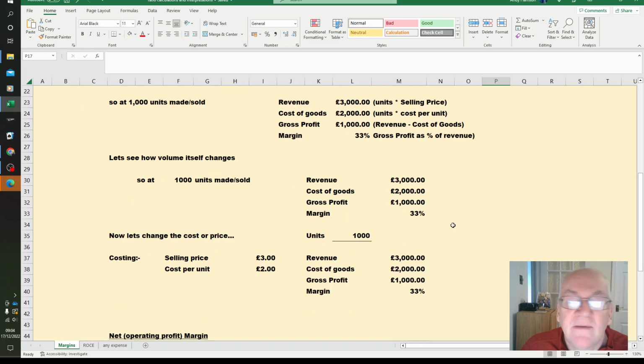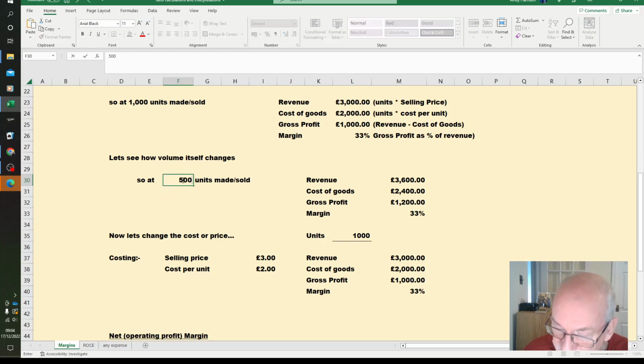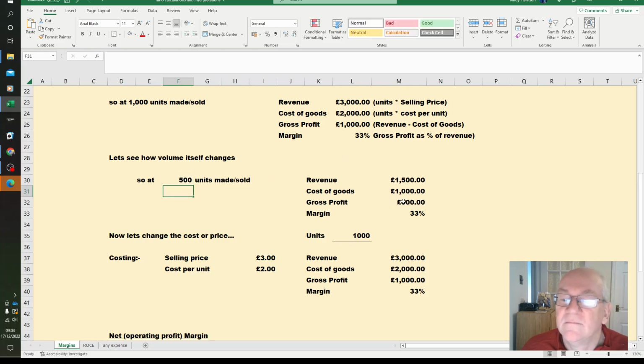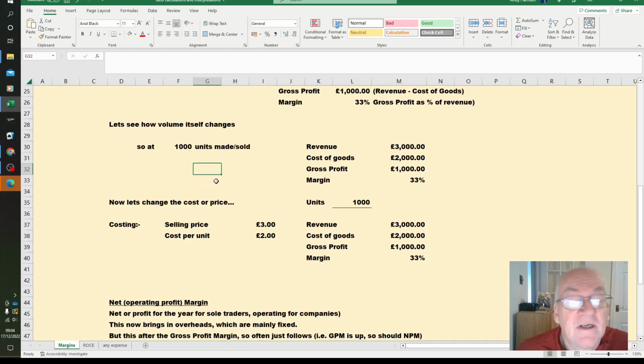So let's see if the volume changes. Well, I can add 20%. Our revenue goes up, our cost of goods goes up, the gross profit's gone up, but our margin stays the same. So it doesn't matter how many we make, our margin will stay the same. Back to that number.